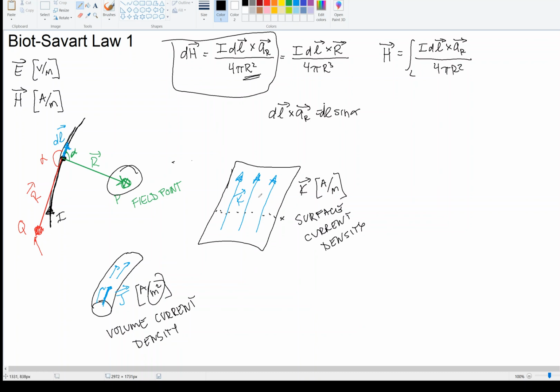Or if we have a surface current density, then we would have to integrate over the surface. Or if we have a volume current density, we would have to integrate over the volume.